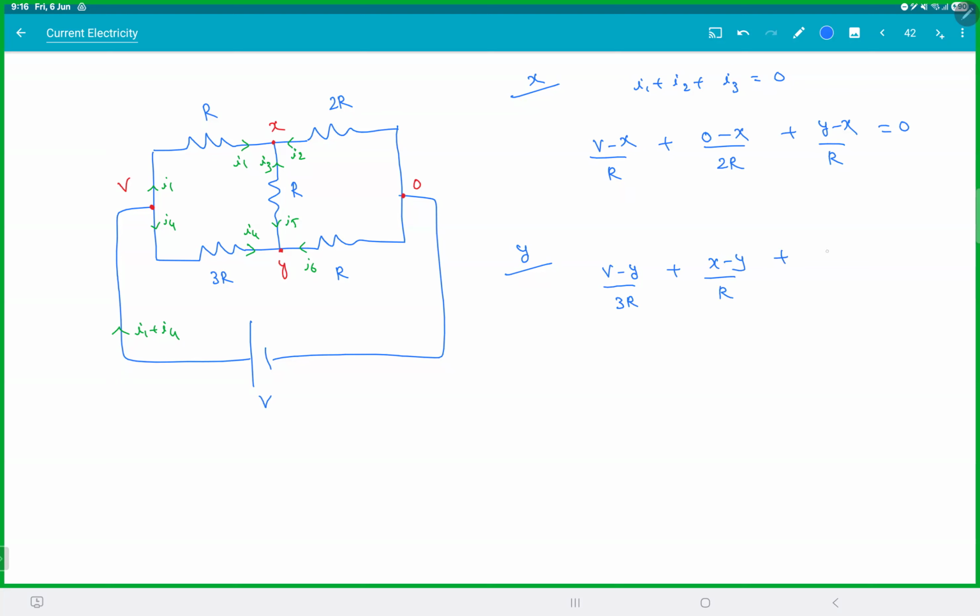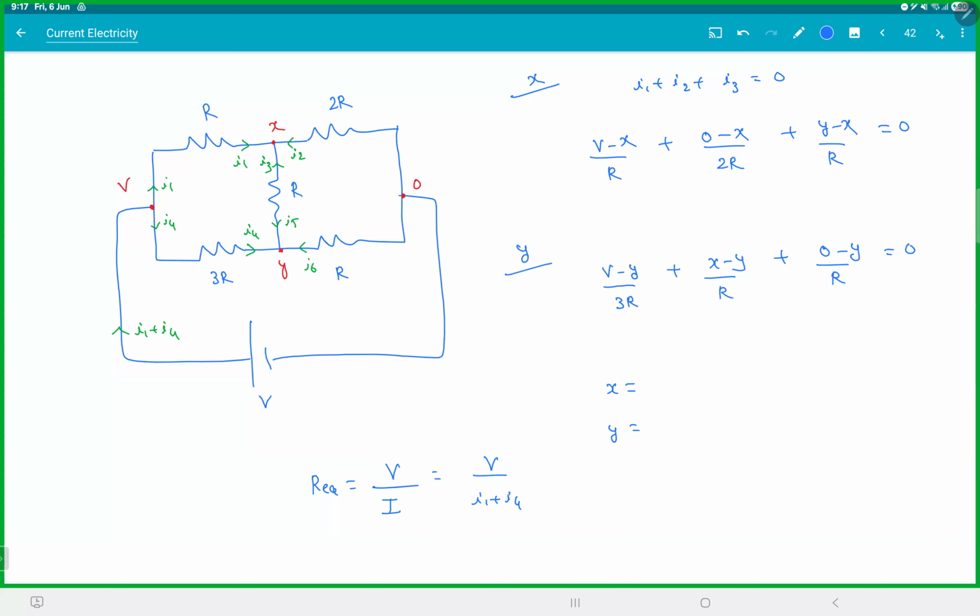Anyone didn't get any particular step? Please ask, don't hesitate, get it cleared. That is 0. If you solve them, you'll get X and Y from here. I will leave it to you. Anyone got the value of X and Y by any chance? 29 by 13, I think we got something like this. And how do you find R equivalent? R equivalent is nothing but voltage by current through the battery, which in this case is I1 plus I4. So calculate I1, I4, substitute, and you're done.